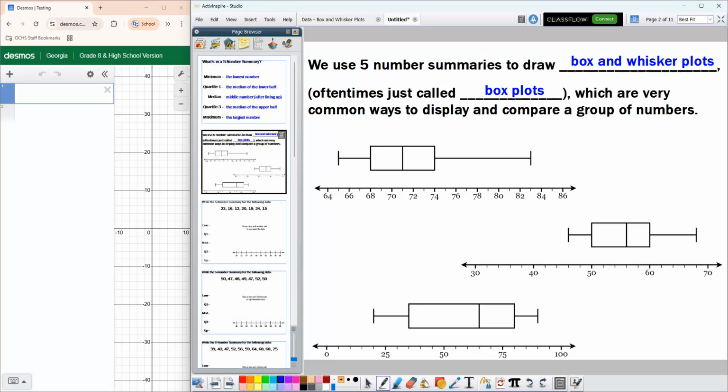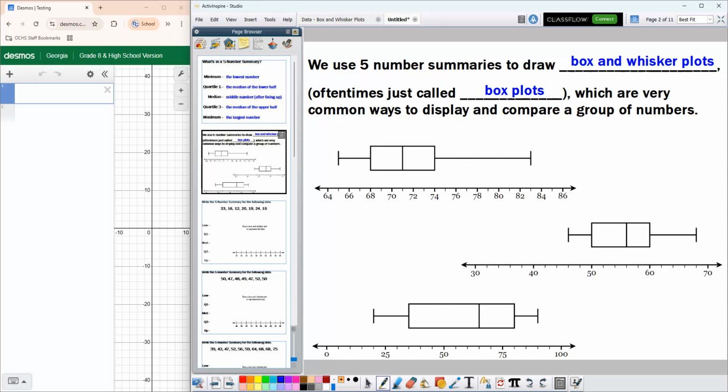All smart math people, sometimes they want to just call them box plots. I don't know. If you've called them box and whisker plots, that's perfectly fine. Which are very common ways to display and compare a group of numbers. If I just had one box and whisker plot, whoop-de-doo. No one's all that excited about that.